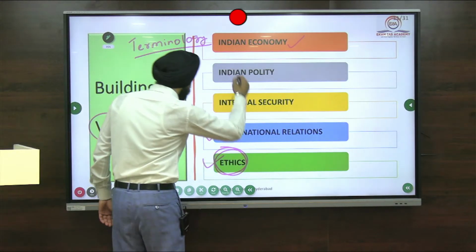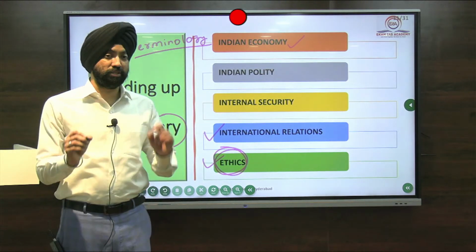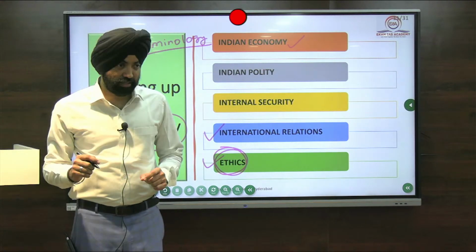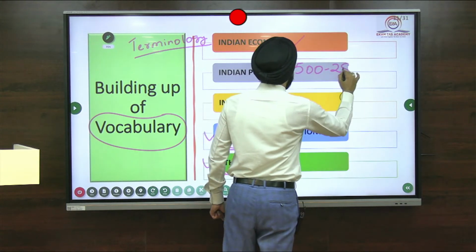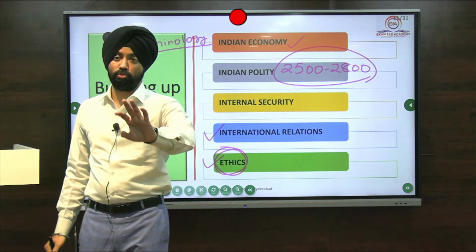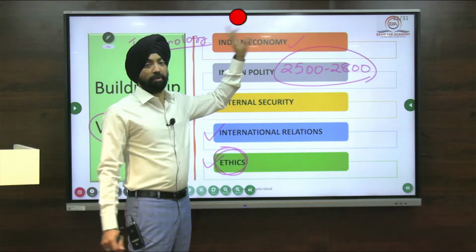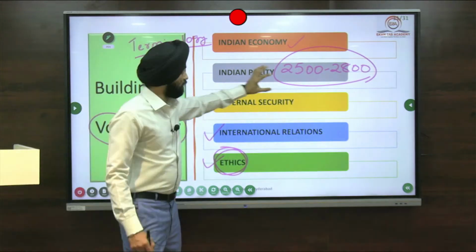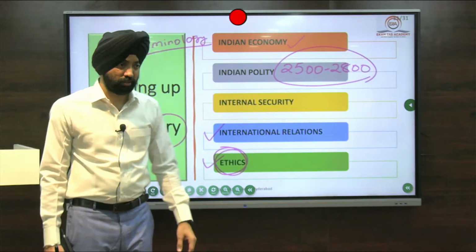So these 5 subjects constitute the overall base of UPSC. See, UPSC, if I see it overall as an examination, it is all about a game of 2500 to 2800 words. If you can master these 2500 to 2800 words in UPSC and use them appropriately, you can clear UPSC comfortably. So that is how these 2500 to 2800 words are divided and distributed in various subjects.